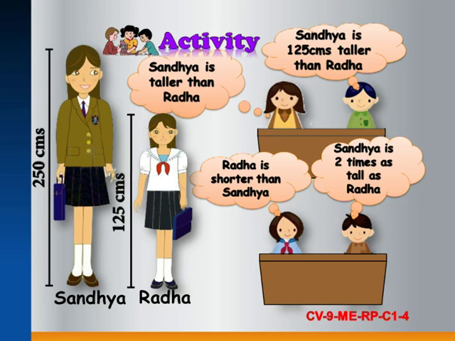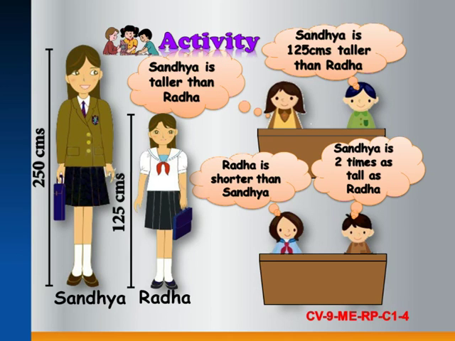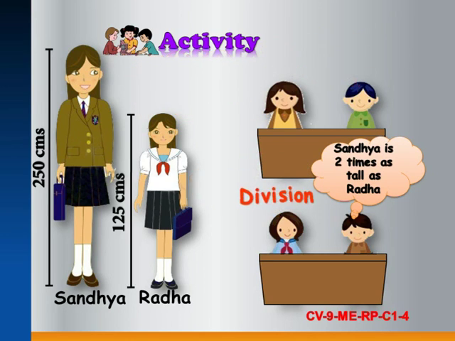What is the difference between the first 3 ways of comparing the heights and the fourth way of comparing the lengths of Radha and Sandhya? In the first 3 ways, there is no specific way of comparison. It does not give the full picture, but the fourth way gives the specific measure. The fourth way of comparing is by division. What do you call such a comparison? Ratio. Ratio has 2 terms.